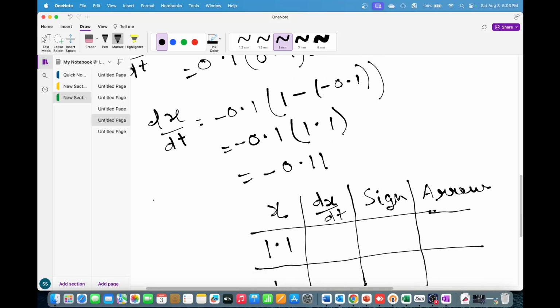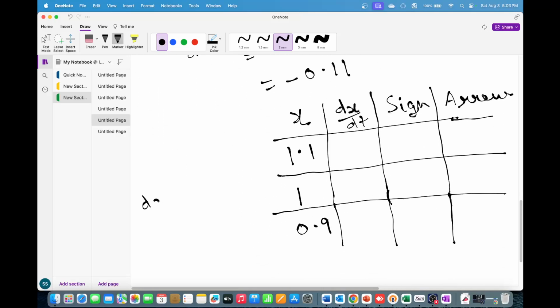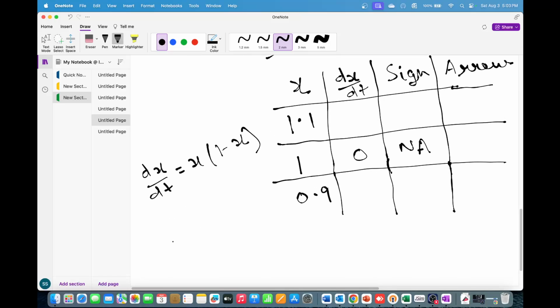Now let's write the equation here again. dx dt equal to x into 1 minus x, right? Now at x equal to 1, obviously dx dt will be 0 because it's a steady state and there is no sign. But let's take x equal to 1.1. So dx dt equal to 1.1 times 1 minus 1.1. So 1.1 into minus 0.1.